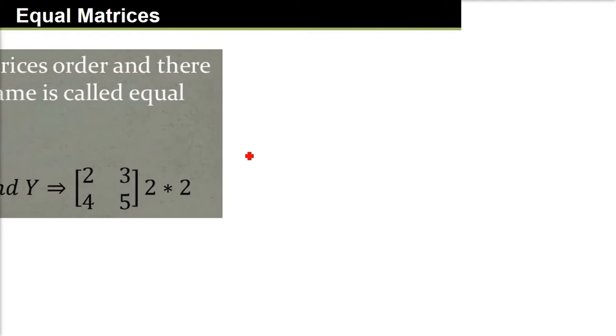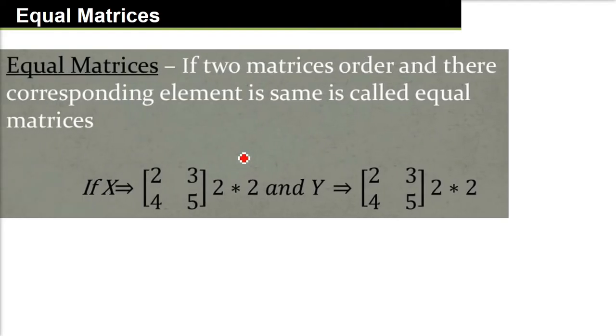Equal matrices. If two matrices have the same order and the corresponding elements are the same, we call them equal matrices. That is, the dimension has to be the same. If one is 2 by 2, the other has to be 2 by 2. If one is 3 by 3, the second has to be 3 by 3. And each element, that is, every row and column intersection cell, the corresponding element has to be the same. For example, A11 here, A12 here, A21 here, A22 here, I'm writing in the Aij form. Here also I'm writing A11. So A11 is equal to A11, that is 2. A22, I'm taking 5 and 5, so A22 are the same. That is, the corresponding values are the same.